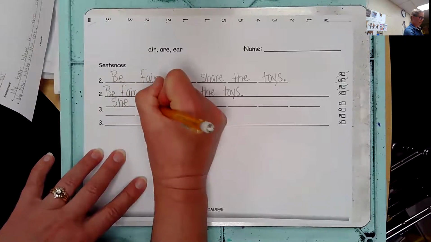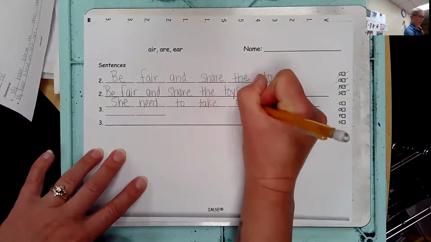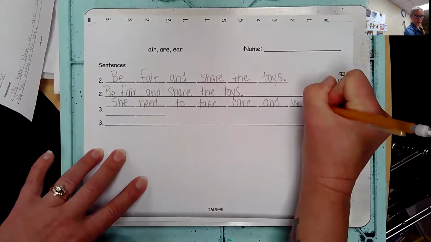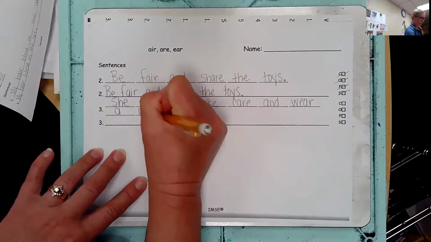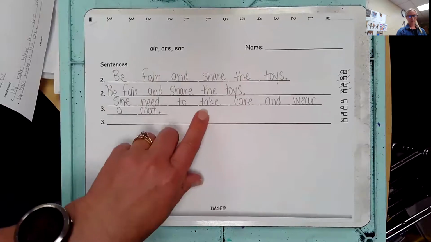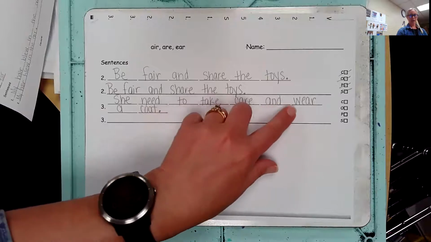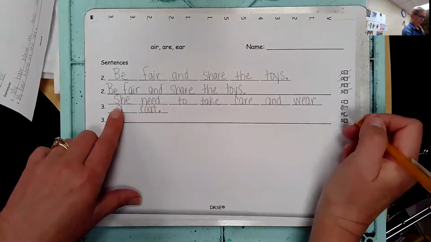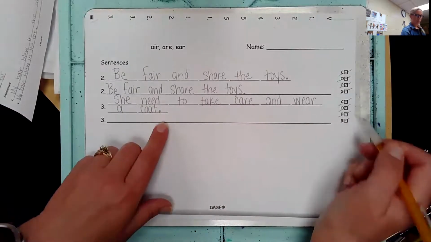She needs to take care and wear a coat. We've got lots of different spelling patterns and things. We've got vowel, consonant, silent E. We've got vowel teams. And then we've got care and wear, which we did on the other page. So let's check. Do we have capital, good handwriting, punctuation, and spelling? If we do, let's rewrite it.